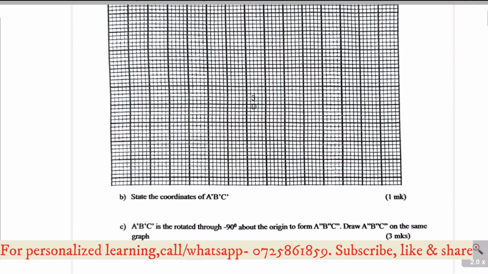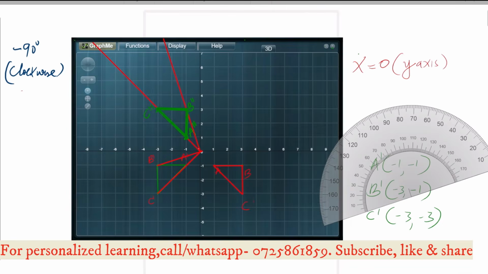We go to part D. Part D, A triple prime, B triple prime, C triple prime is formed when A double prime, B double prime, C double prime is enlarged about 0, 0, that is the origin, and the scale factor +2. Draw this image and state its coordinates. So this triangle that we've drawn here, A double prime, B double prime, C double prime, you're supposed to enlarge through the center as the origin and scale factor +2.